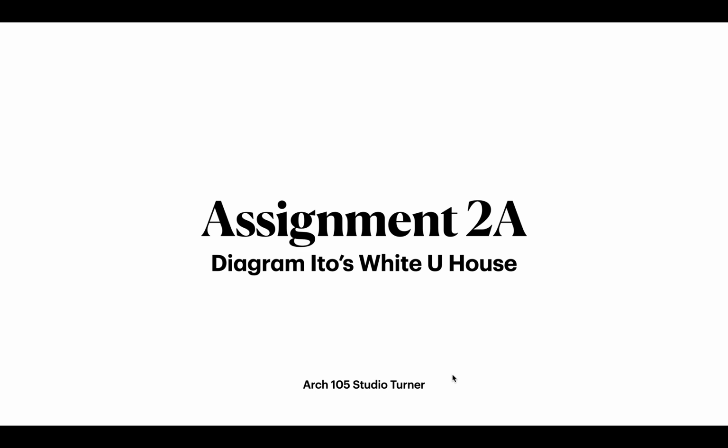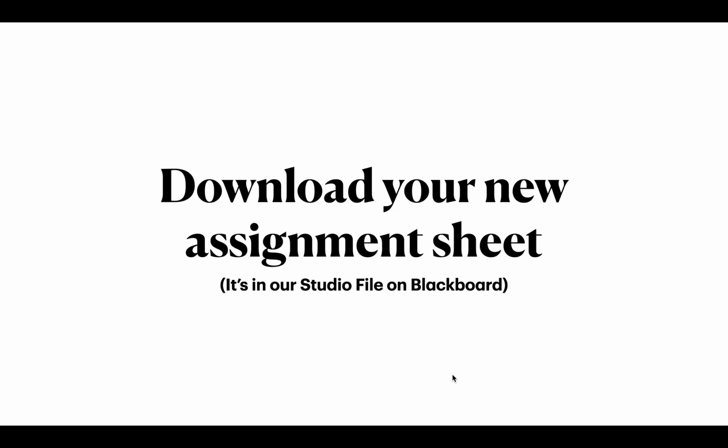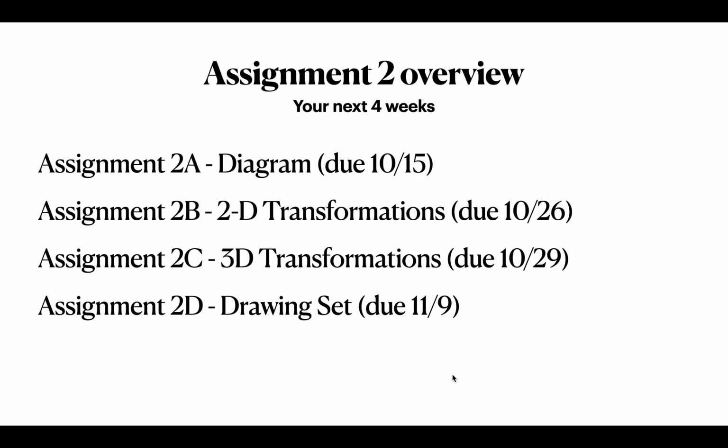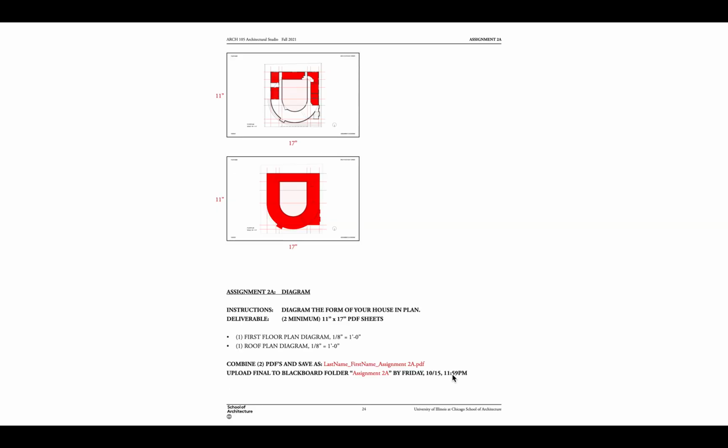So real quick, if you haven't already, please download your new assignment sheet. It's in our studio file on Blackboard. It looks like this. I feel like Thomas's overview of assignment 2 was pretty thorough on Thursday, so we won't spend that much time on it. This is our assignment sheet for what's due on Friday. We'll go over it more, but please do have at least 2 minimum diagrams for Tuesday. The more you get, the more you have to work with. It's okay if you think they're bad, just kind of play around with it.